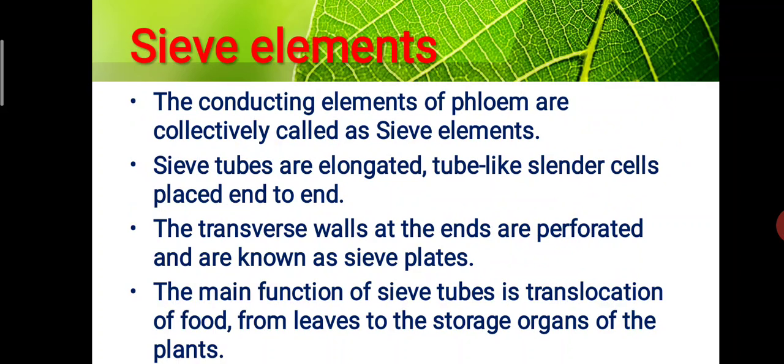First we have sieve elements. The conductive elements of phloem are collectively called sieve elements. Conducting means taking things from one place to another place. Those conducting elements we call sieve elements. Sieve means a kind of separator. Sieve tubes are elongated, tube-like, slender cells placed end to end. The transverse walls at the ends are perforated and are also known as sieve plates.